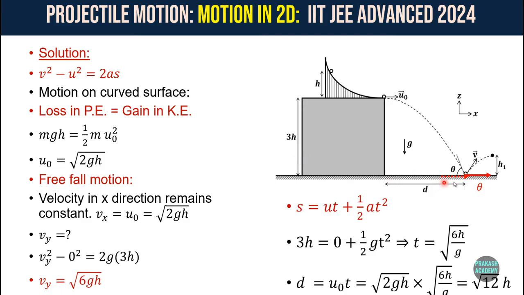We can show the velocity components. This is Vx, which equals under root 2gh, that is the same here, and this is Vy, that is under root 6gh. So the resultant velocity will be something like this. This is Vx, this is Vy, and this is V resultant.